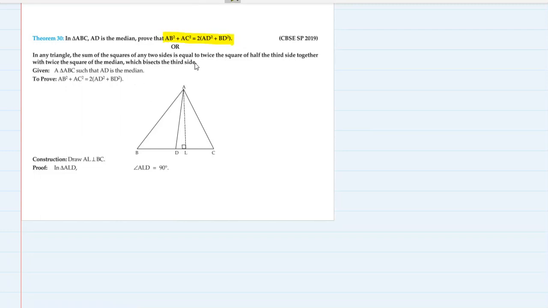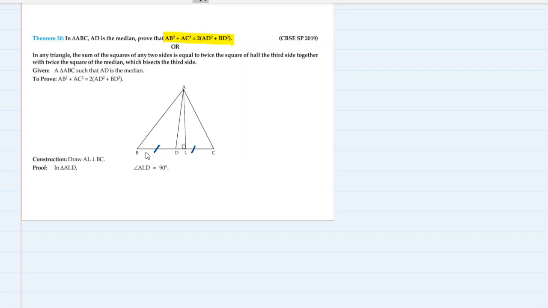Okay. So we have triangle ABC given, to prove construction is ready with us. So let's start. We have triangle ABC such that AD is the median. See, AD is a median, that means BD is equal to DC. And we have to prove that AB square plus AC square is equal to 2 times BD square plus AD square. In this, there is no right angle given in the question. So we have to make a right angle, because without making a right angle, you cannot start with the proof, right?